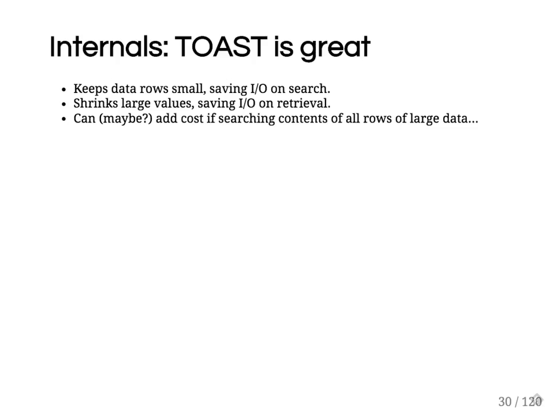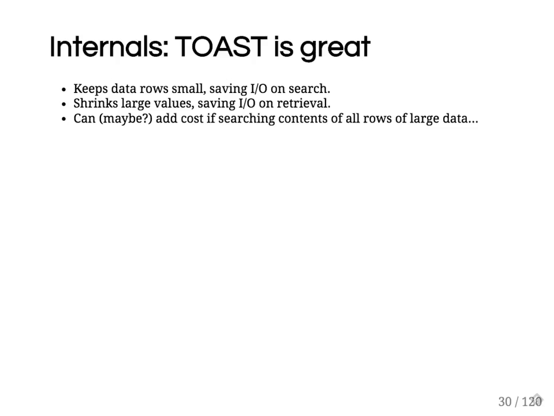This is great for a lot of reasons. It keeps your rows small, which means you spend less on I/O for searching. You don't have to scan through so many pages to find the interesting metadata when you're looking through a table for a full table scan. It's also great because when you're pulling things back, they're stored compressed on disk. You can fit more data in your database for the same amount of storage.